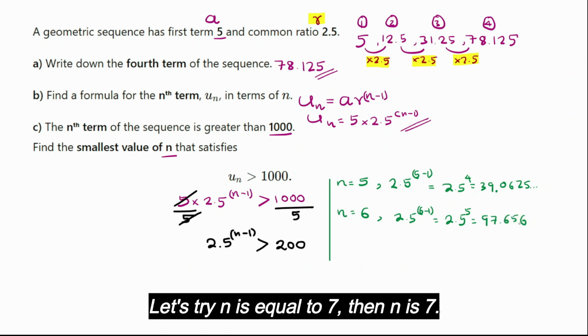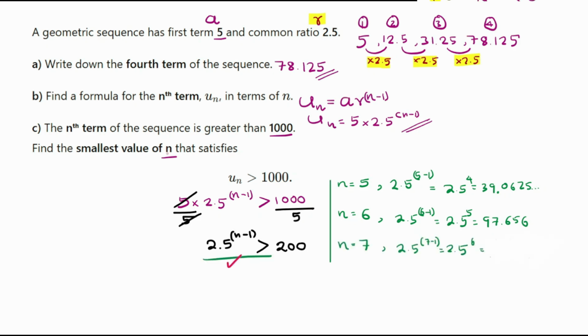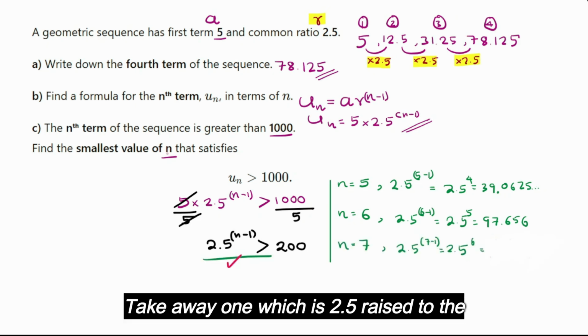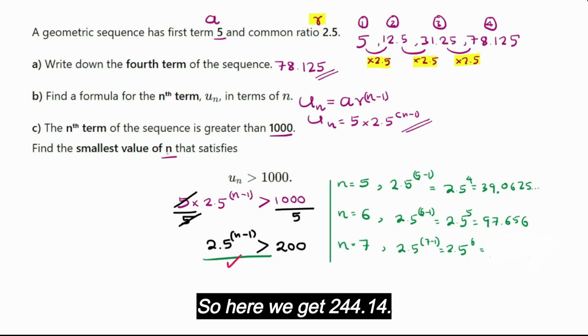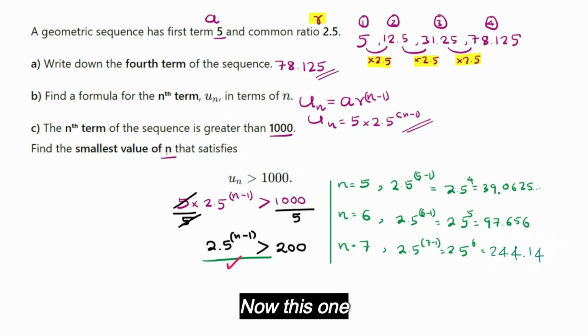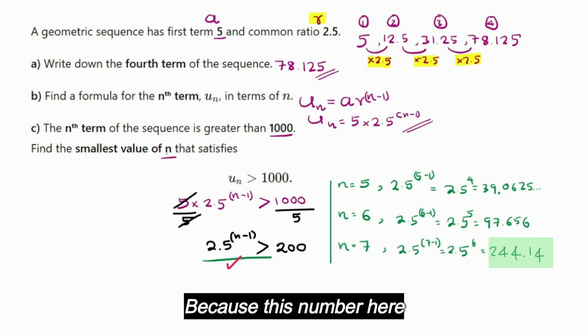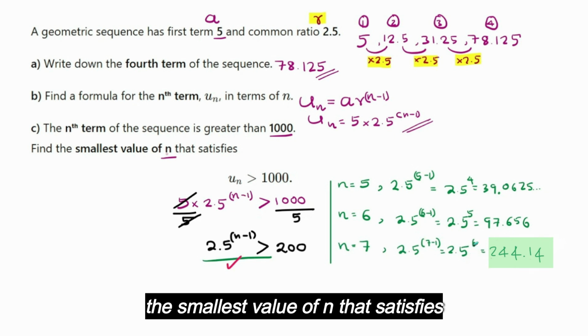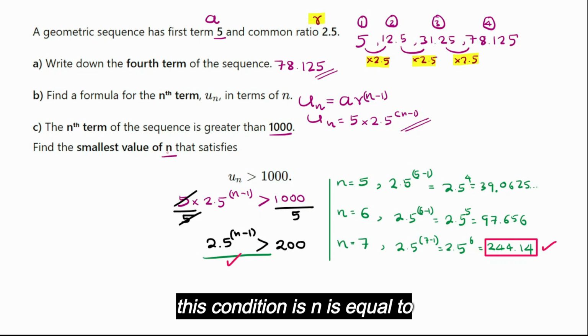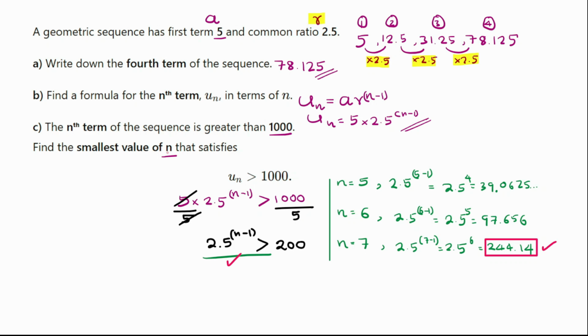Let's try n is equal to 7 then. n is 7, take away 1, which is 2.5 raised to the power of 6. Here we get 244.14. Now this one is correct. Why is it correct? Because this number is greater than 200. So we know the smallest value of n that satisfies this condition is n equal to 7.